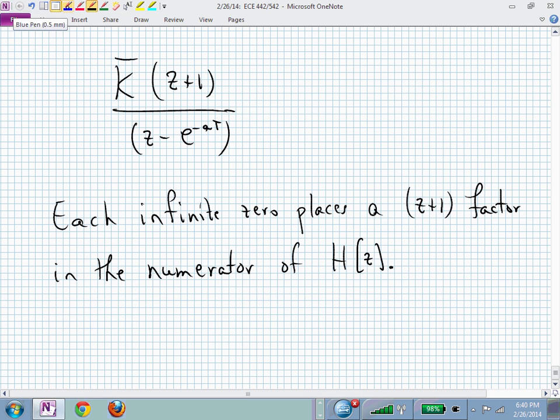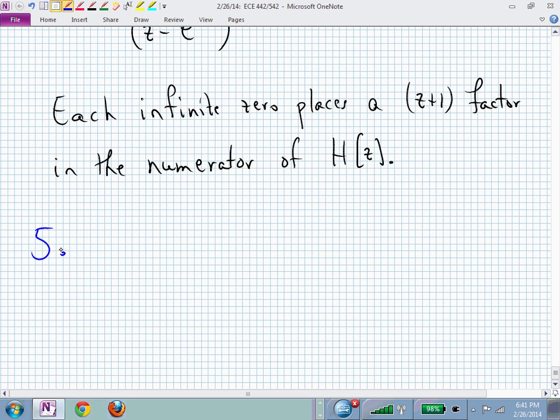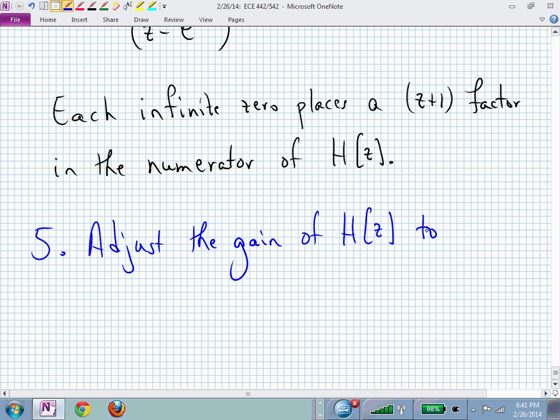And now we have one more step, and that one more step is figuring out how we get rid of k bar. K bar needs to be a determined value. And that's our last step. Step 5 says adjust the gain of h of z to match, and I put that in quotes, the gain of h of s.